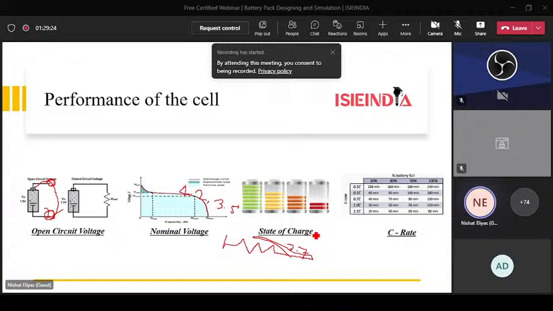This is called the nominal voltage. It means the stable value which it comes to after fluctuating, which is stable for a longer time.